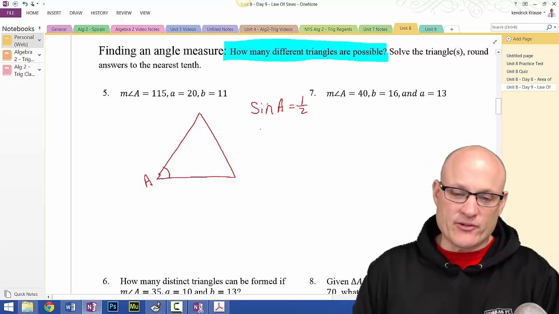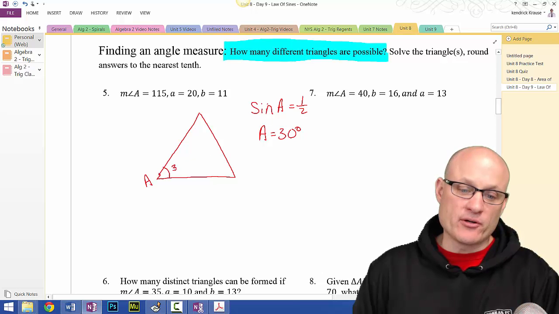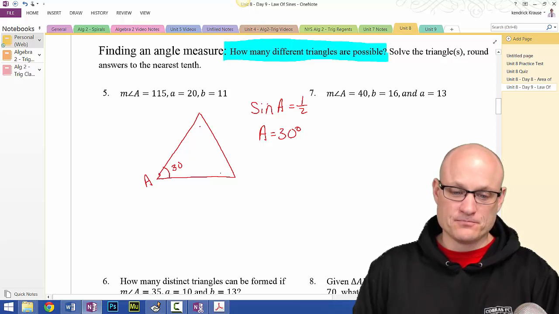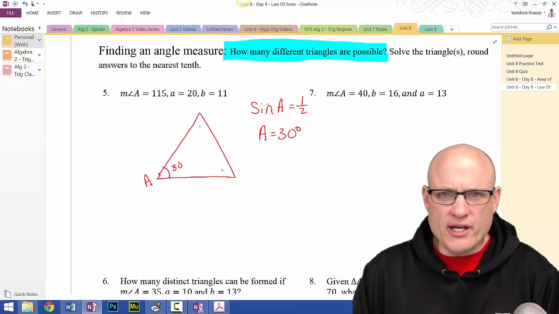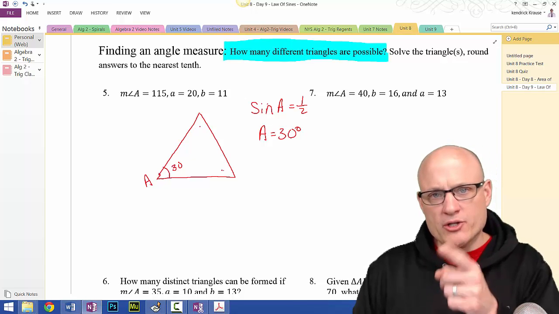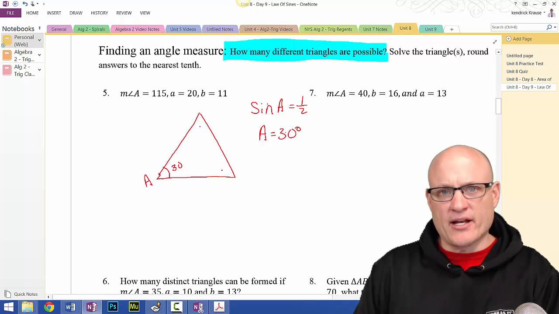There's a lot of you that said, okay, A has to be 30 degrees. Okay, no problem. There it is, 30 degrees. And then these two could make up the other 150 degrees. But who's to say A is 30 degrees? Why are you the be-all, end-all of sine? Maybe sine doesn't want to be 1/2. Maybe you're not very smart.